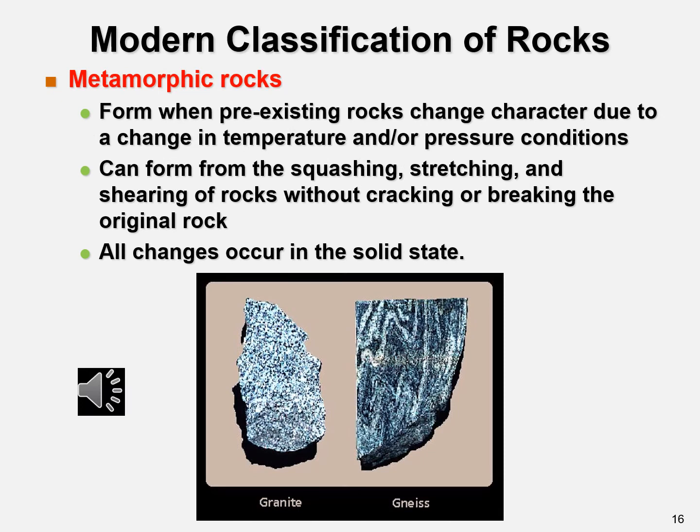Metamorphic rock forms when pre-existing rocks endure changes in temperature and pressure and are subjected to shearing, stretching, or shortening. New minerals and textures form. In the example, a granite, an igneous rock, can be metamorphosed into a metamorphic rock called gneiss.